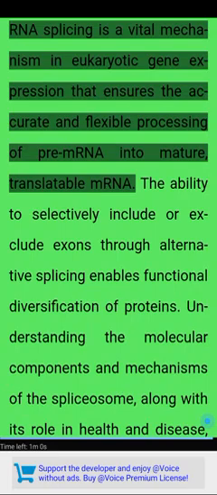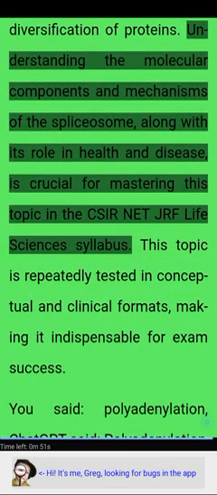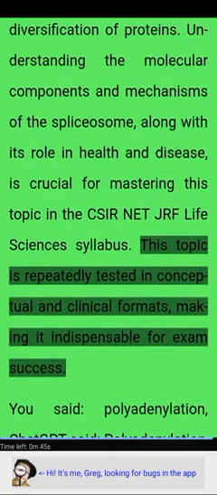Conclusion. RNA splicing is a vital mechanism in eukaryotic gene expression that ensures the accurate and flexible processing of pre-mRNA into mature, translatable mRNA. The ability to selectively include or exclude exons through alternative splicing enables functional diversification of proteins. Understanding the molecular components and mechanisms of the spliceosome, along with its role in health and disease, is crucial for mastering this topic in the CSIR NET JRF Life Sciences syllabus. This topic is repeatedly tested in conceptual and clinical formats, making it indispensable for exam success.